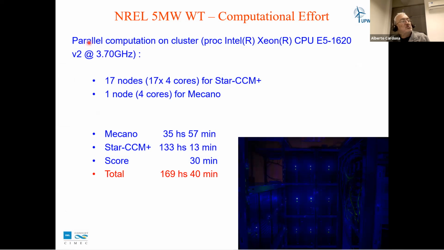This computation was done in a parallel computer, which is a very old one. And we used 17 nodes for Star-CCM+, 1 node for Meccano. The computation for these 60 seconds of simulation required 169 hours. That is more or less 7 days, I don't remember. Most of the effort is spent in Star-CCM+, in the computation of the flow. The structural part demanded just a little effort.